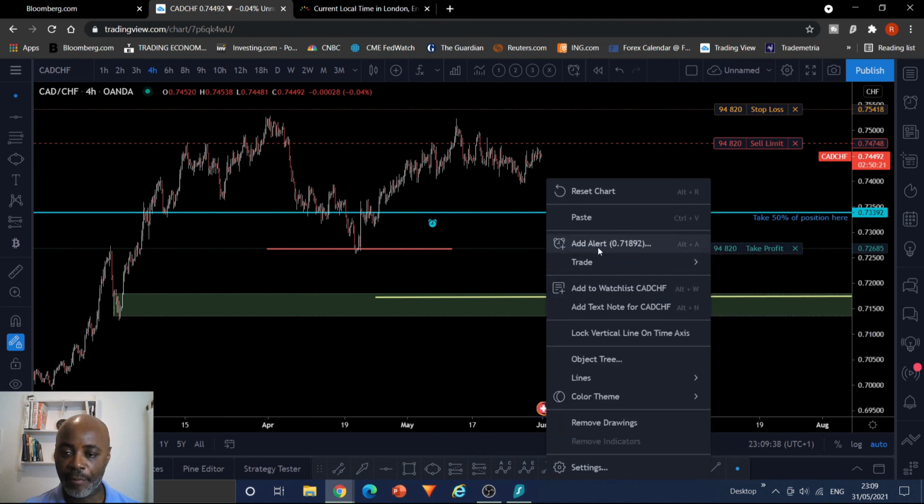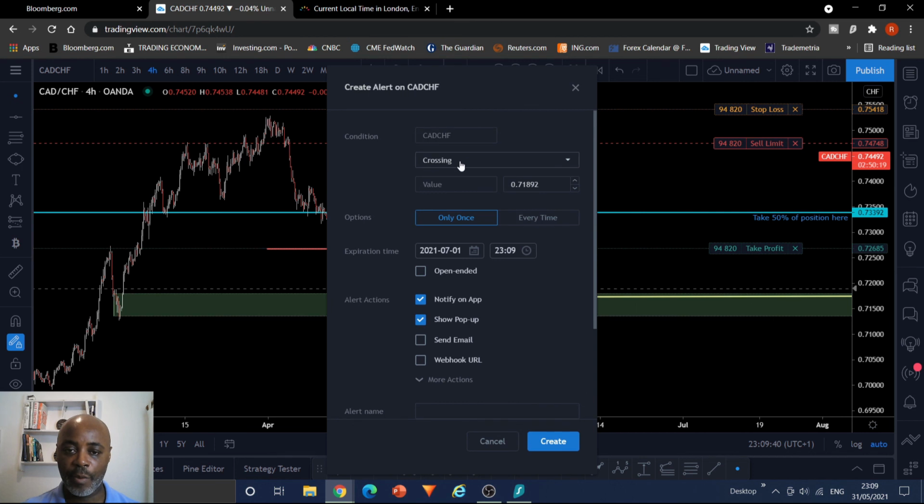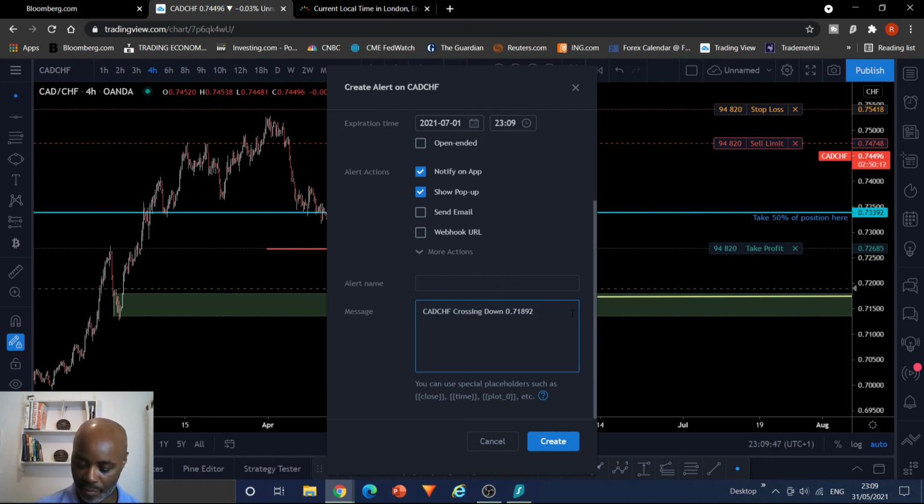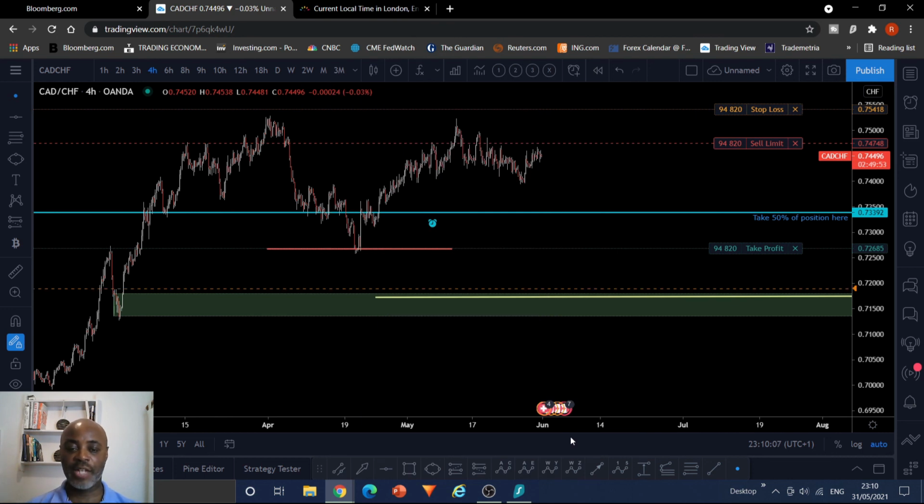So set an alert that price is getting close to take profit, when price is crossing down again through that level. Alert called crossing down, price getting close. Do we shoot for one extension? All right. That's it, guys. We're set up. We're ready to go, and let's see what happens.